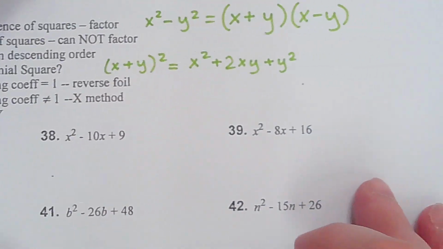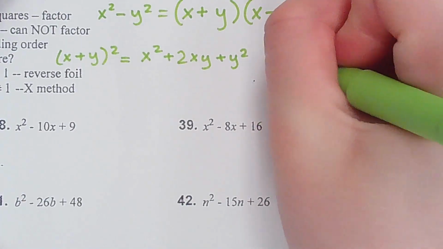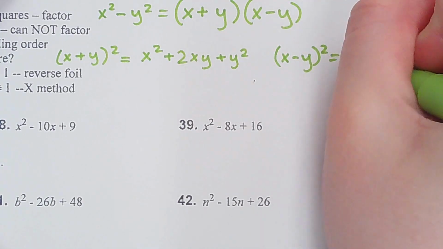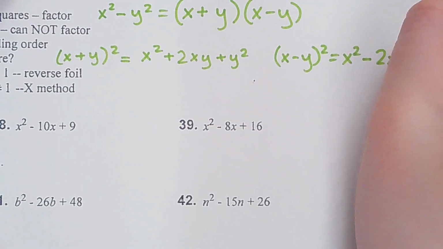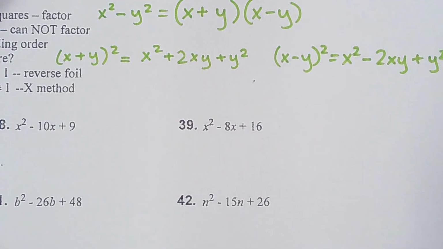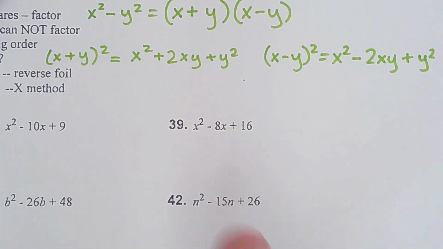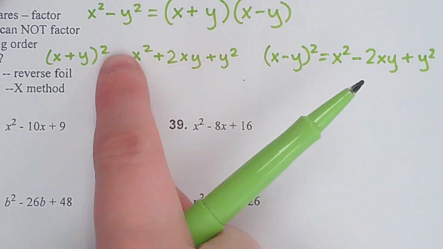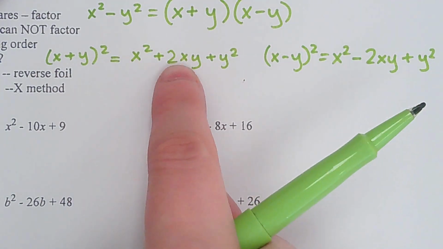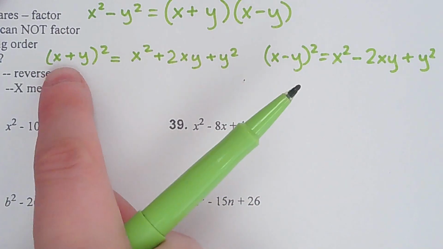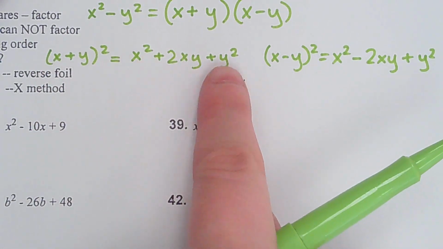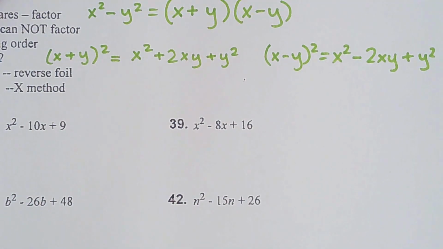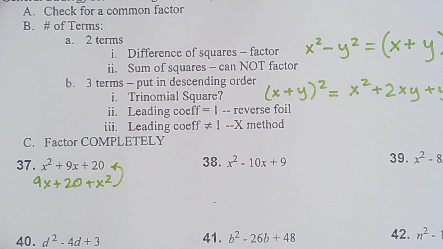Okay? Or you might have the negative version. x minus y squared equals x squared minus 2xy plus y squared. Okay. So those are your two options for a perfect square trinomial. It would follow this pattern with the x squared, 2xy, y squared. You would just need to find those square roots of x and y to plug it into your answer.